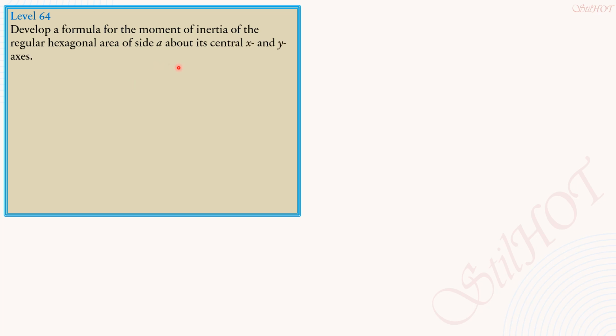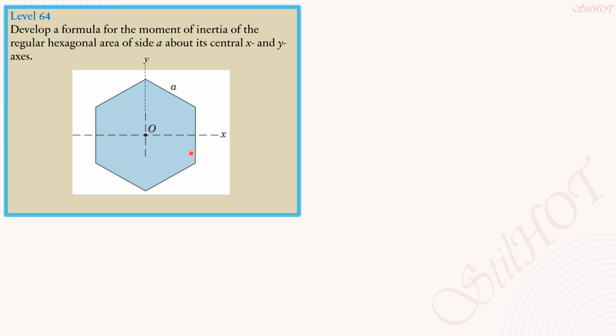Problem 64: develop a formula for the moment of inertia of the regular hexagonal area of side a about its central x and y axes. So here is the given figure and the orientation of the regular hexagon with side a. Remember that this hexagon is composed of 6 identical equilateral triangles. This is also side a, this is also side a. For our solution, let's isolate this one in preparation.